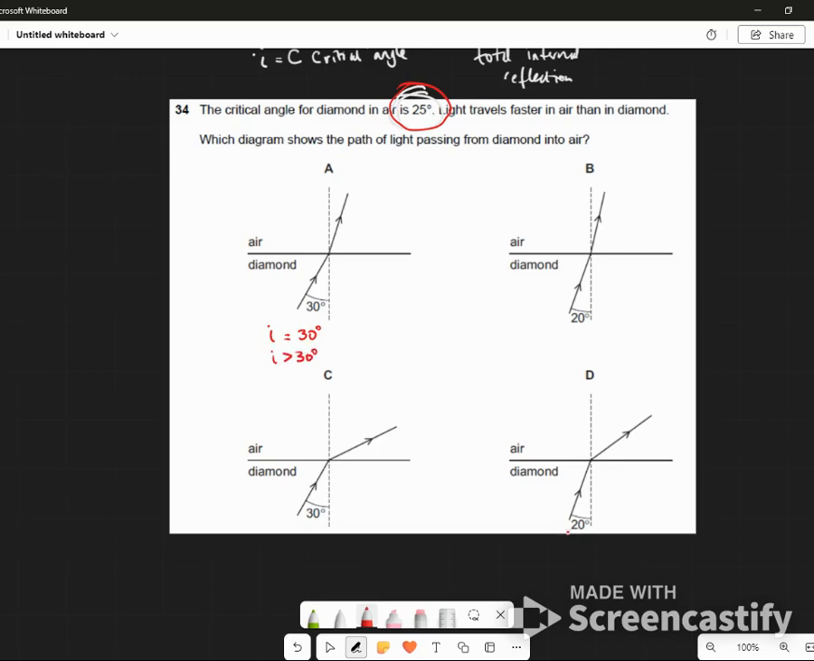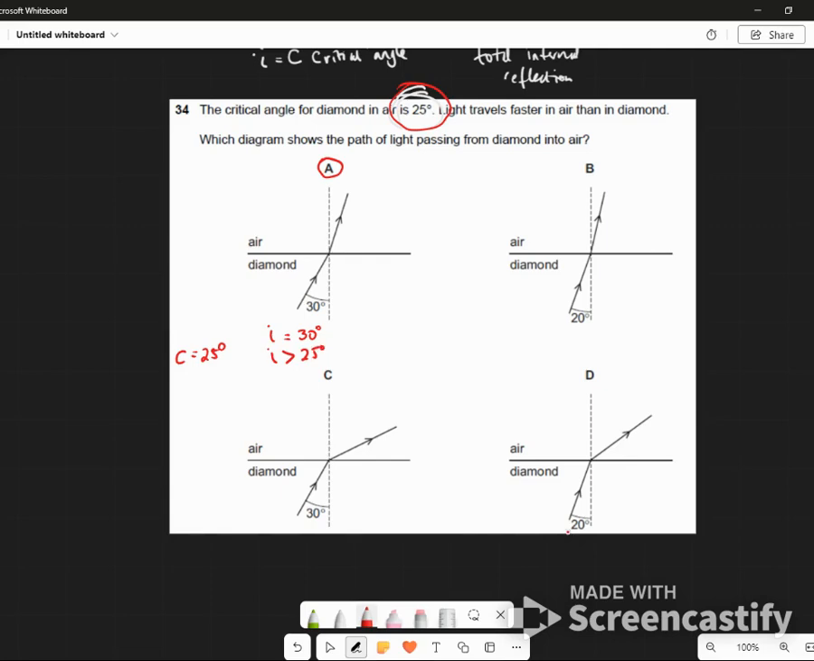So is diagram A right or wrong? Because don't forget the critical angle C is equal to 25. So is A right or wrong? Anyone? Yeah, well done. Thumbs down for wrong. Because if I is greater than 30... Sorry. What am I saying here? Sorry, guys. I isn't greater than 30. I is equal to 30, isn't it? I meant to say I is greater than 25. It's greater than the critical angle.